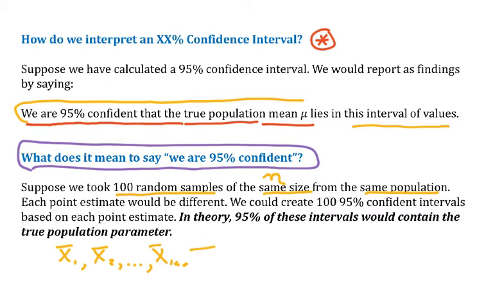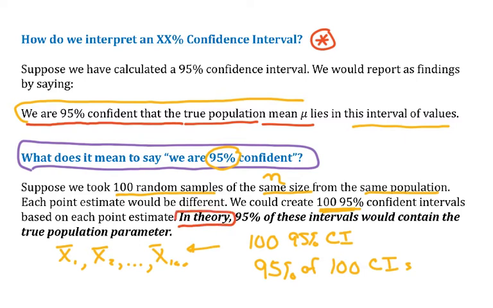Now for each of these, you create a confidence interval. So you're going to create 100 95% confidence intervals. I like to abbreviate that CI. So what does this 95% mean? It means that 95% of these 100 confidence intervals would actually contain the true population parameter. So that's how we interpret that 95%.